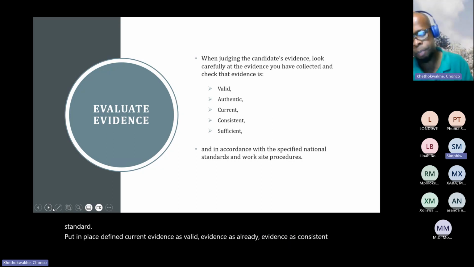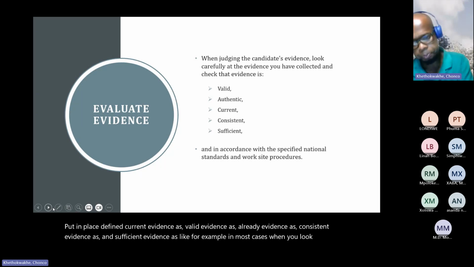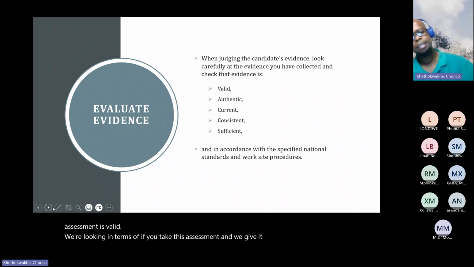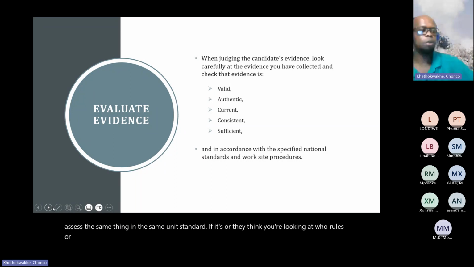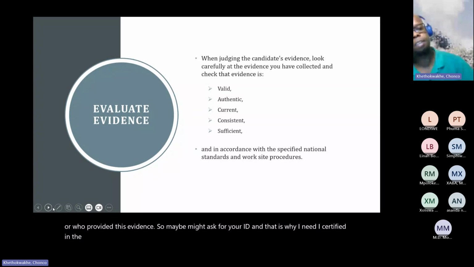and sufficient evidence. For example, in most cases, when you look at the assessment, is it valid? We're looking at whether, if you take this assessment and give it to someone else, it can assess the same thing in the same unit standard. If it's authentic, you're looking at who wrote or who provided this evidence. So you might ask for your ID. That is why CITA says your ID must be certified at a police station, and that is within 3 months, because they want to authenticate evidence in relation to your personal identity document.